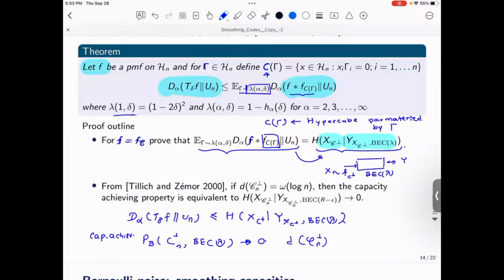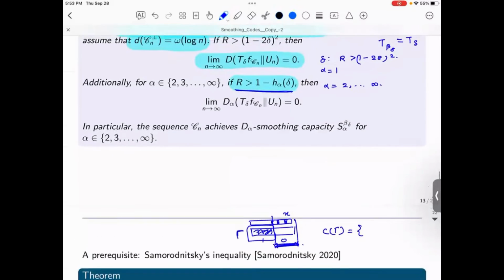But the good thing is, when you have this condition, it has been known that this error correcting condition based on error probability is equivalent to this: the corresponding conditional probability approaching 0. So once we put all these arguments together, we obtain our main theorem.